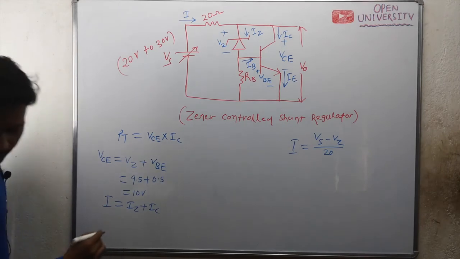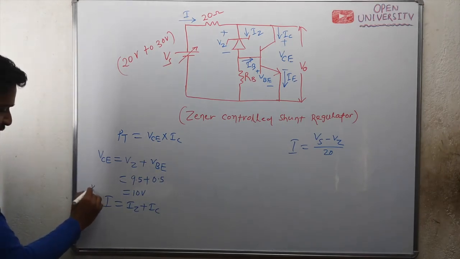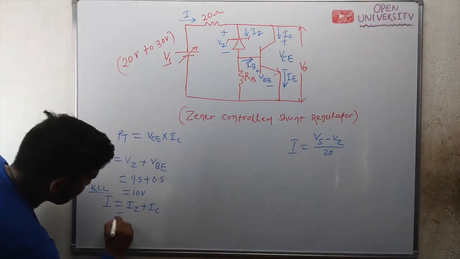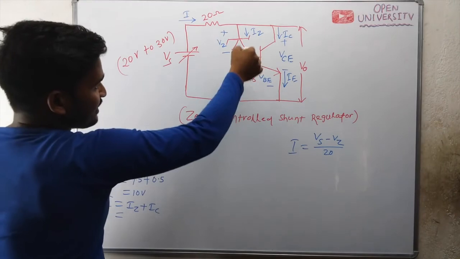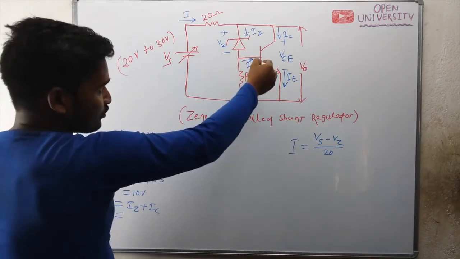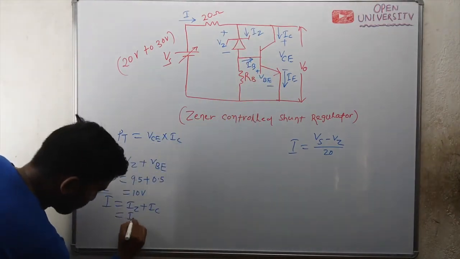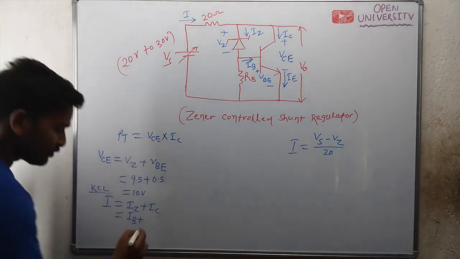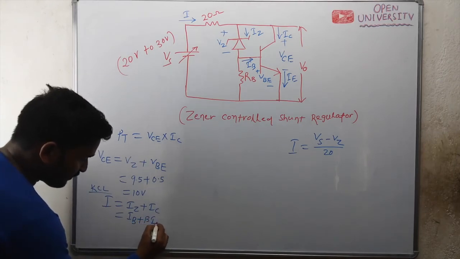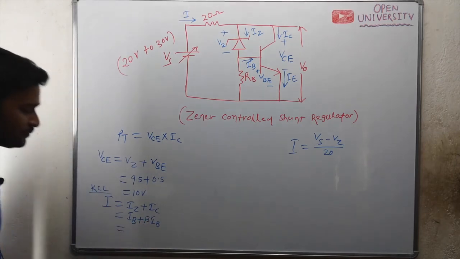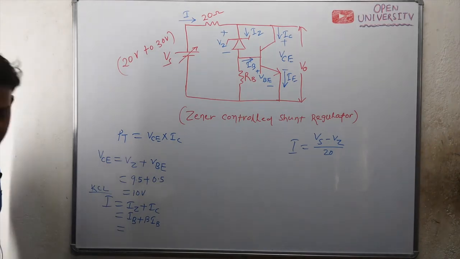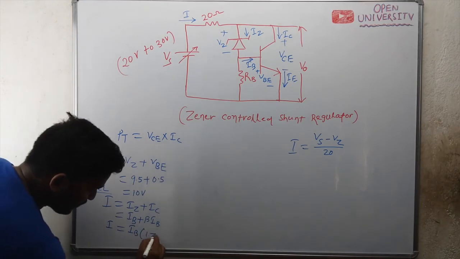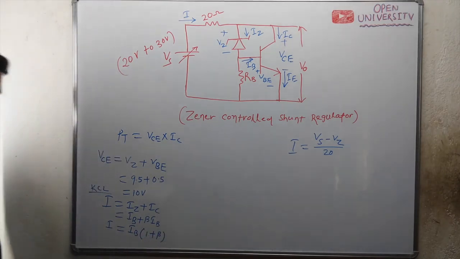So write down here, using KCL, I equals IZ plus IC. IZ is nothing but IB, because I am neglecting current through RB, so the same IZ will flow through the base. So I equals IB plus IC. Since beta is given to be 99, I will use IC equals beta times IB. So I can say I equals IB into 1 plus beta.